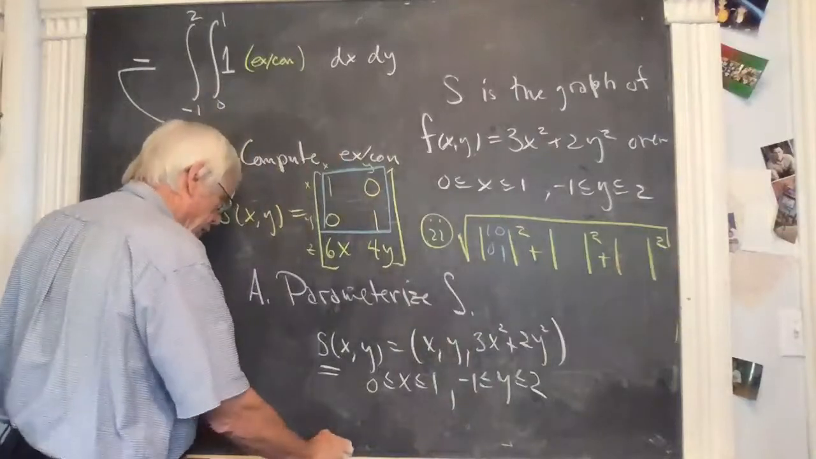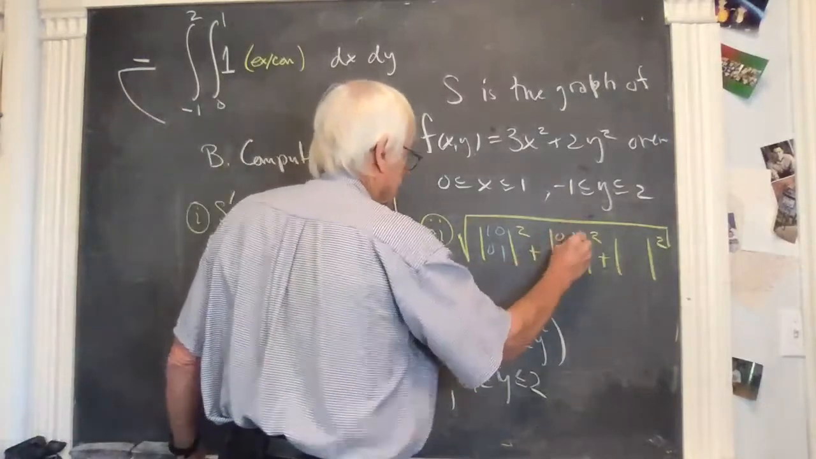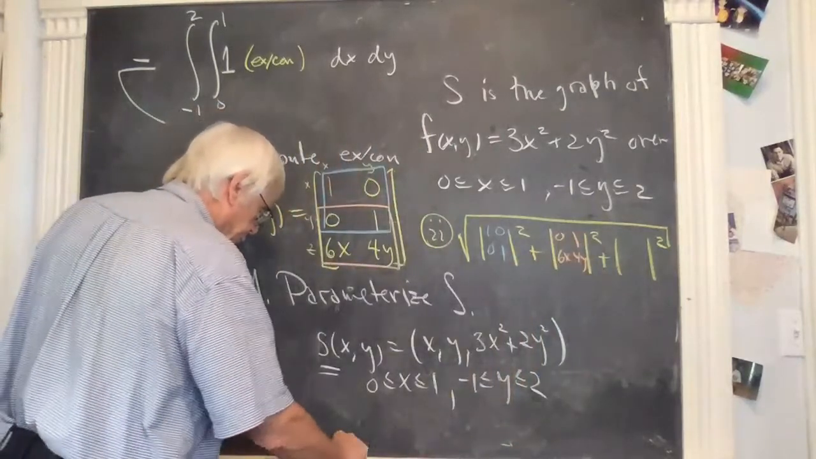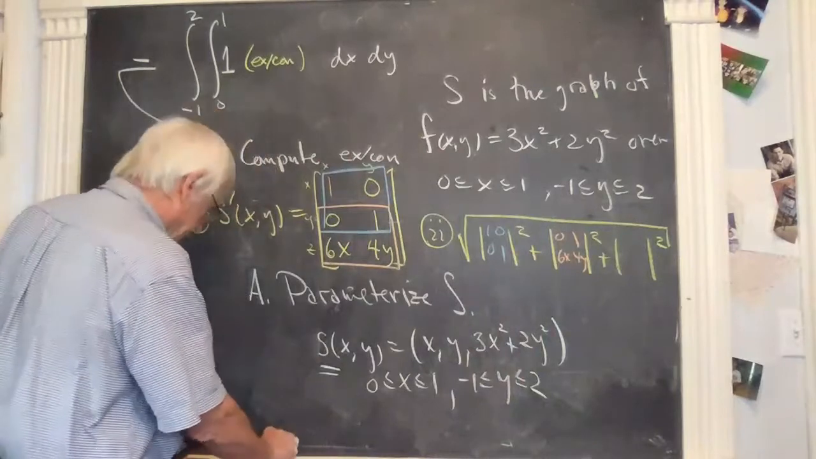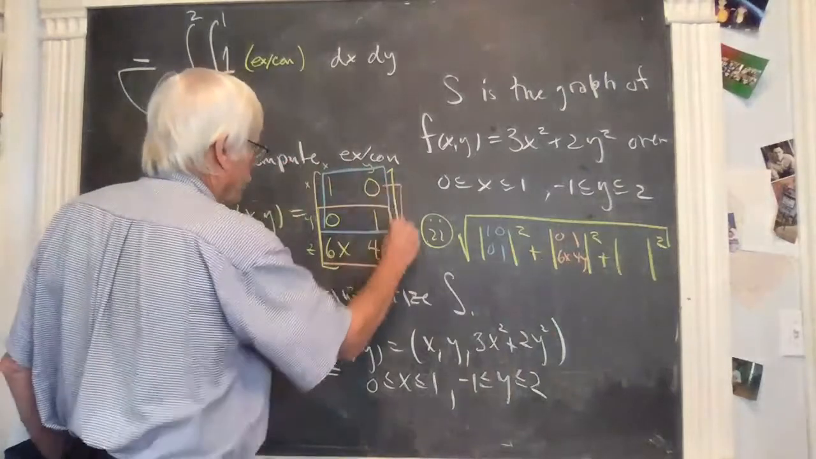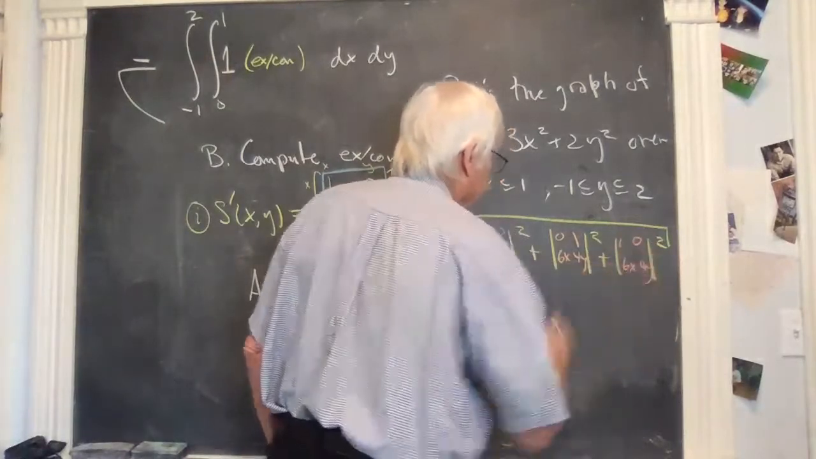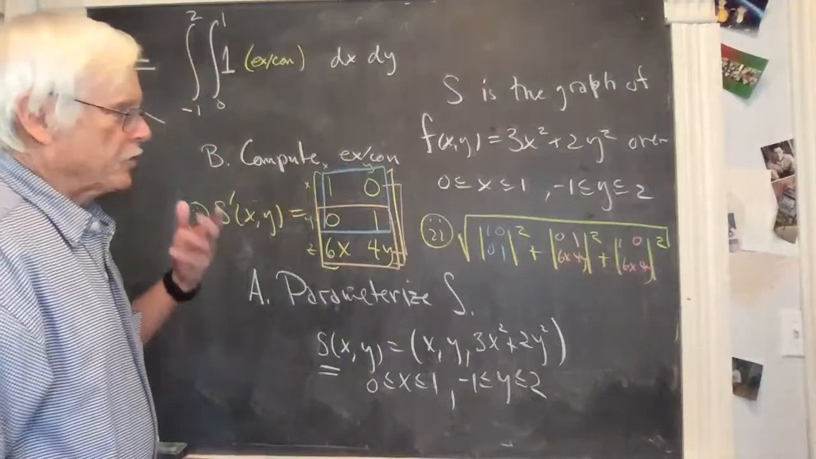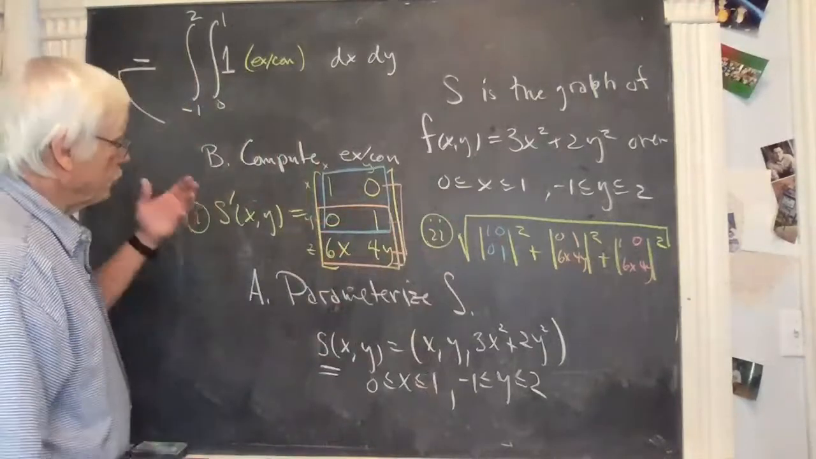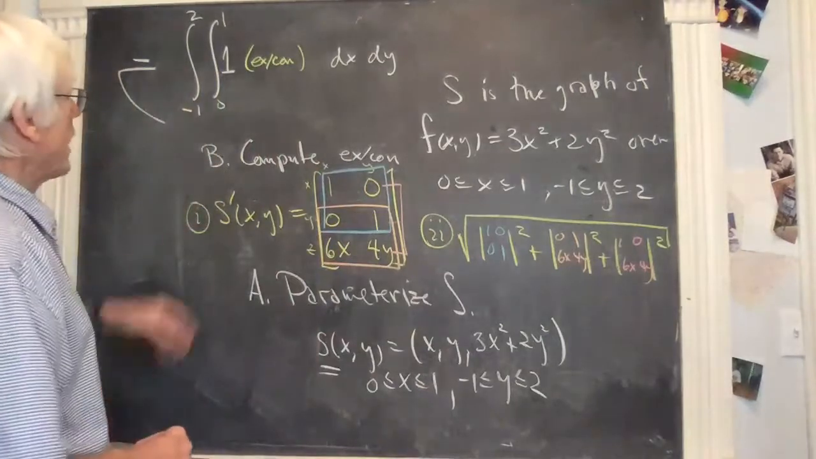So that determinant goes there. Here's another one. The last one, another color here. The last one consists of the first row and the last row. So 1, 0, 6x, 4y. So this is not a speed, but this is the expansion contraction factor due to this parameterization. So when we compute this, that's what goes here.